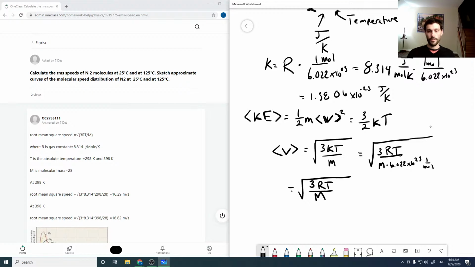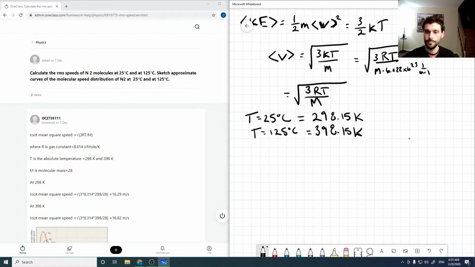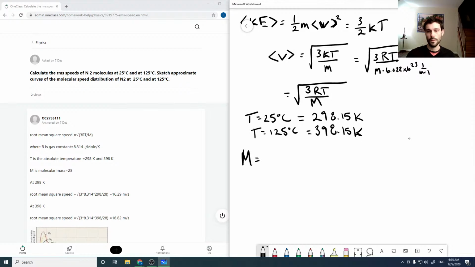So given our temperature at 25 degrees Celsius, that is the same as 298.15 Kelvin. And given another temperature at 125, that'll just be 398. Our molar mass for N2 is 14.01 grams per mole. There's two of them, so that'll be 28.02. But then we need to multiply by a kilogram per 1,000 grams.